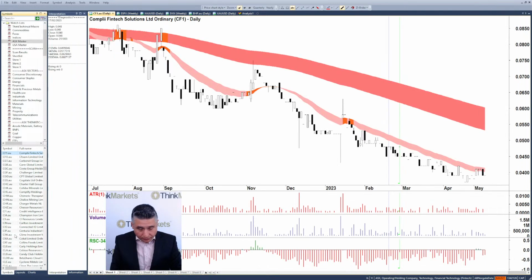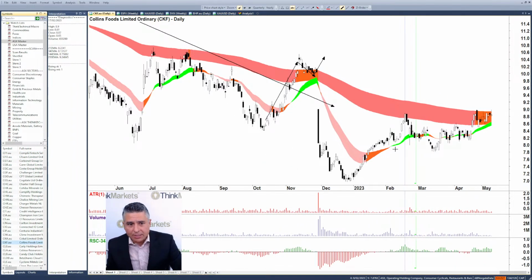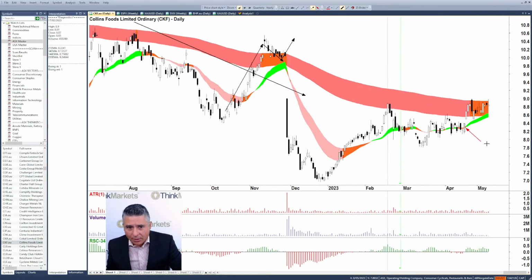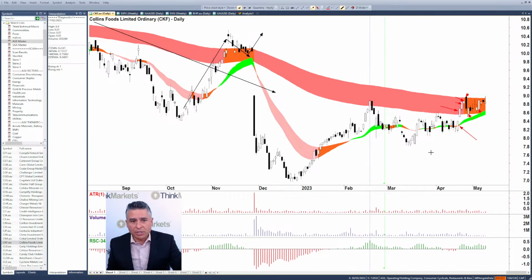CKF looks half decent. It's one I think I put in my shortlist not that long ago, because I was seeing some of these candles through here. I like these candles. I like that one. I like that one. I like that one. I even like that one. I don't like that one. I like that one. I like that one. It looks pretty solid here.